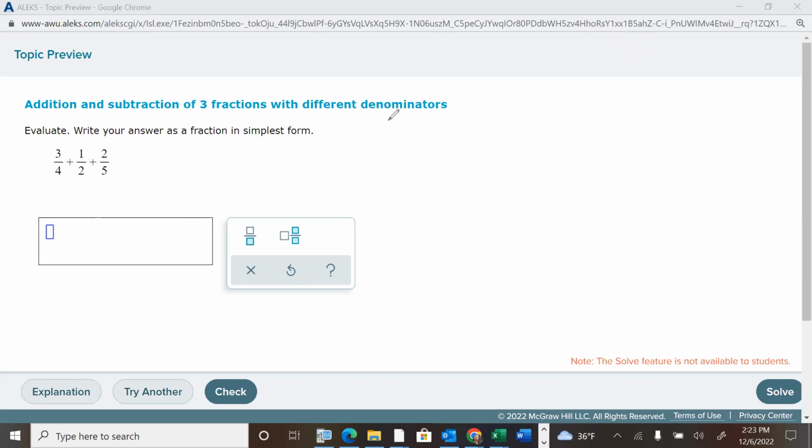So, okay, so our denominators are 4, 2, and 5. The biggest one is 5.